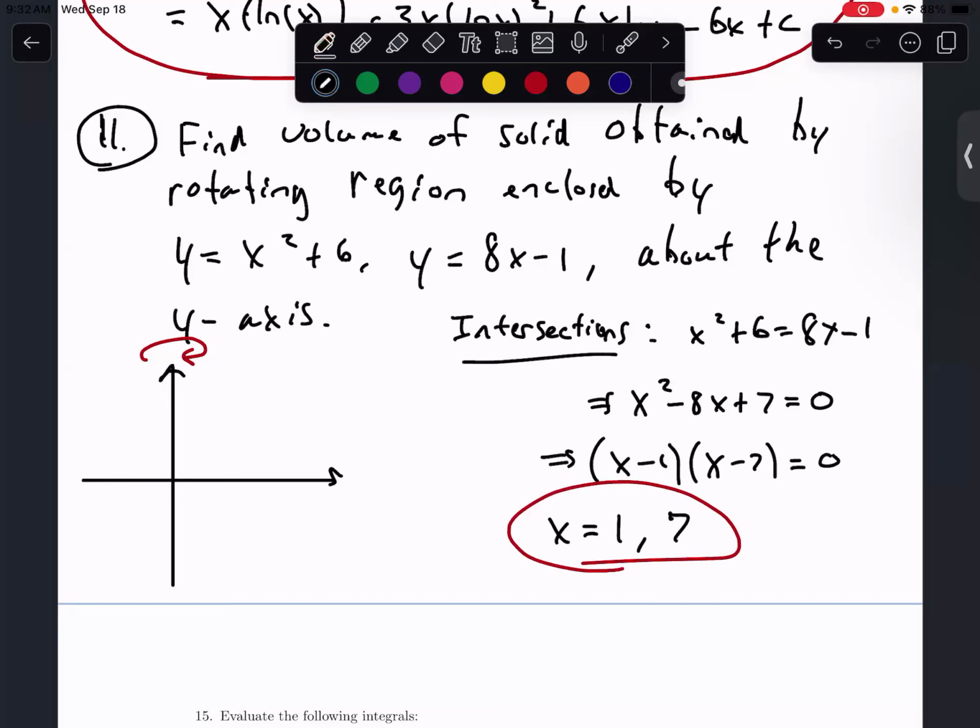And so that tells us the interval over which we're going to be integrating, right? We have an intersection at x is equal to 1, an intersection at x is equal to 7. And so the picture kind of looks like the following. I'm not going to go into too much detail about what the graph is. You'll plug in numbers and see what they end up looking like. So the line 8x minus 1 has a y-intercept of minus 1. So it's going to look something like this, give or take. It's not perfect, but we just need an intuition. And then the other is a parabola, x squared plus 6. So it ends up looking something like this.